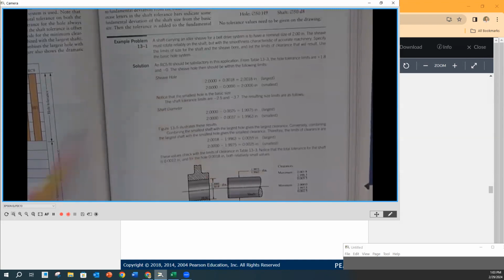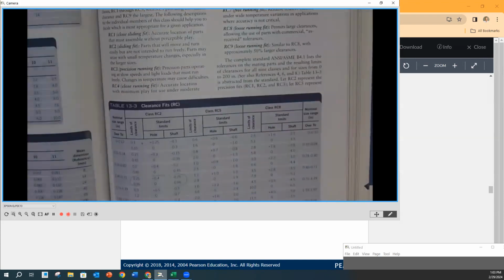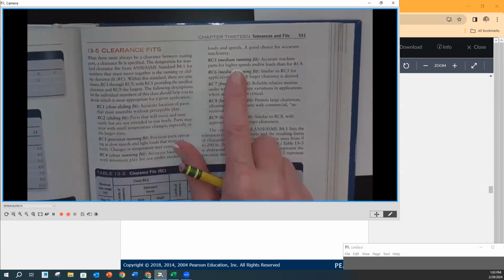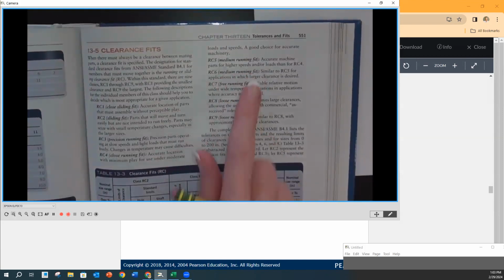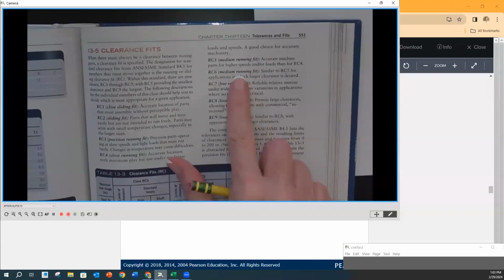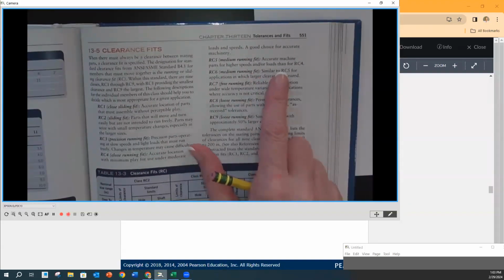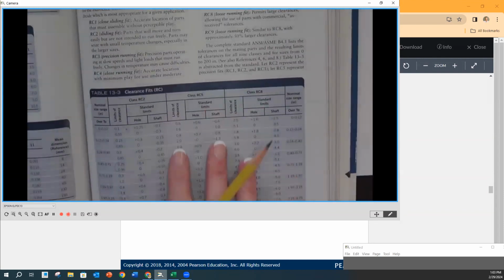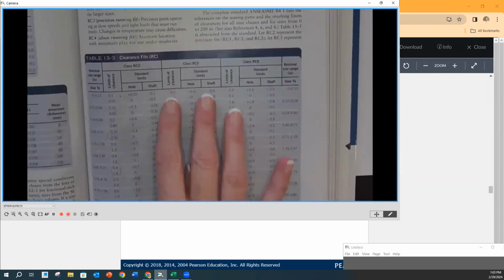So they decided to use an RC5 fit, okay? If we go back to page 551, let's read about an RC5. An RC5 is a medium running fit. It's for accurate machine parts for high speeds and/or loads, more than an RC4, okay? So they have RC5 listed here, so we're going to be using this column.